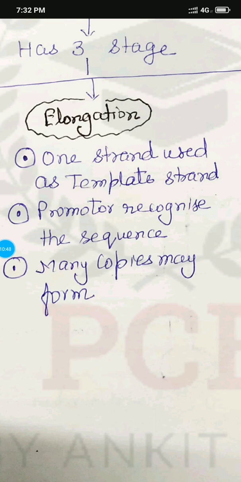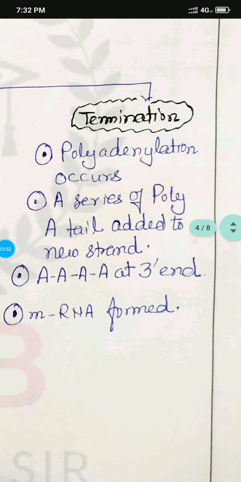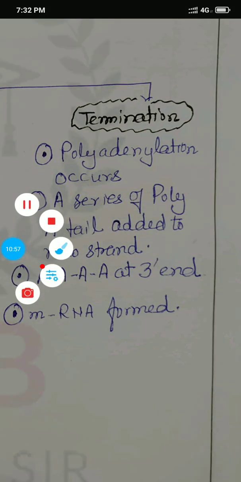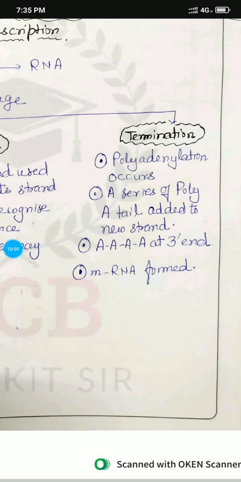The promoter recognizes the sequence and many copies are going to be formed, but when termination is going to happen, polyadenylation occurs. So polyadenylation actually occurs in termination. At this stage, polyadenylation means the addition of a poly A tail.